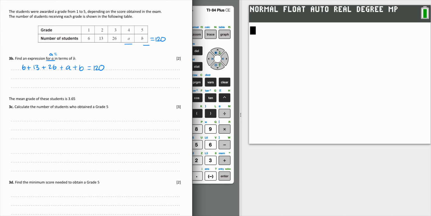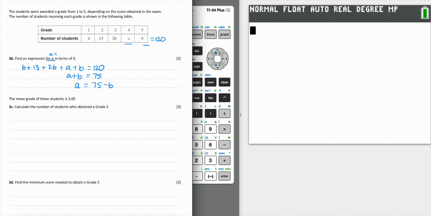So if I collate my numbers together and then subtract them to take them to the other side, I find that I've got 75. There are 45 when I add together this side. So 75 is equal to A plus B. And therefore A is equal to 75 minus B. So I'm taking B to the other side of the equation.